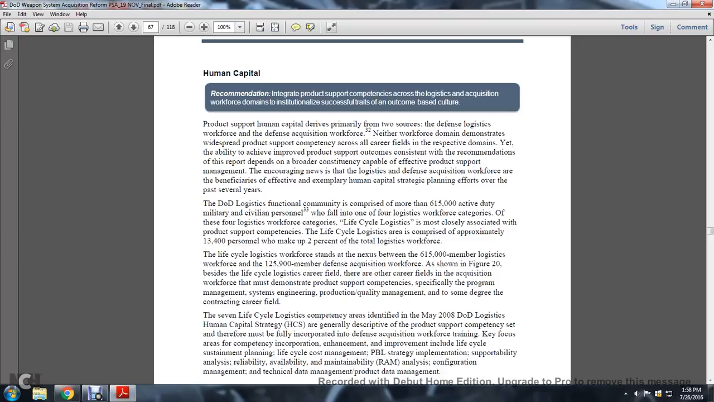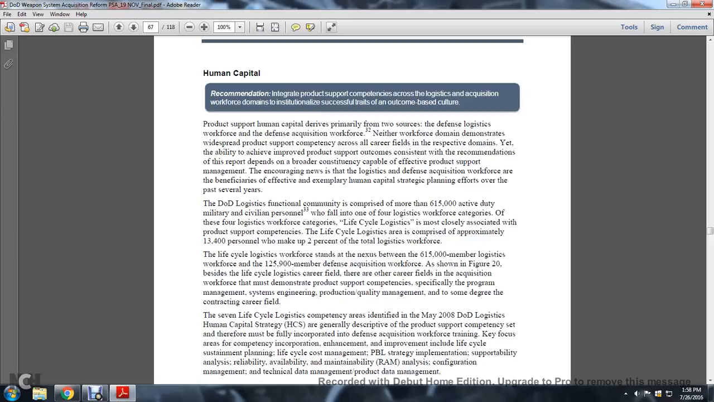The logistics and defense acquisition workforces have benefited from effective human capital strategic planning efforts over the past several years. The Department of Defense logistics community is comprised of more than 615,000 active duty military and civilian personnel who fall into one of four logistics workforce categories. Of the four categories, life cycle logistics is most closely associated with the product support competency. Life cycle logistics comprises approximately 13,400 personnel, who make up 2% of the logistics workforce.